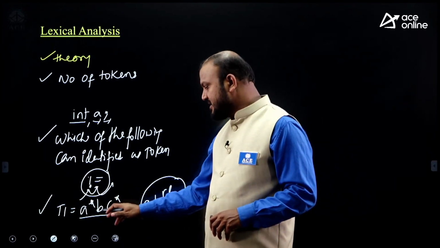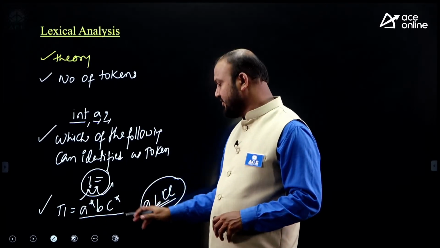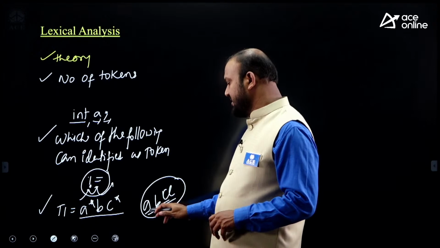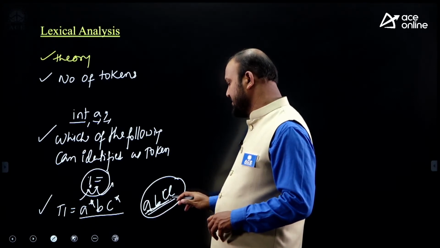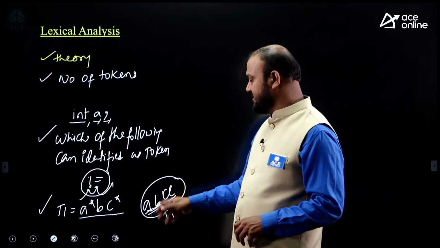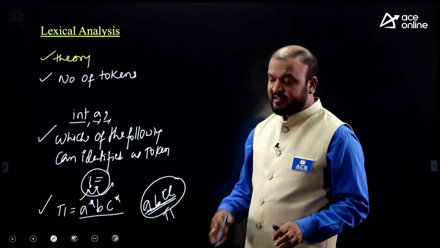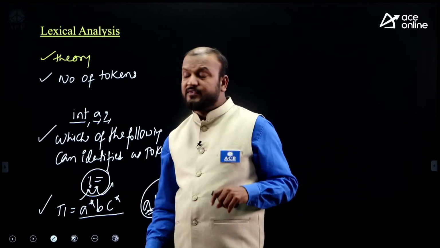Like, see, A star, B, C star means any number of A's followed by one B and then followed by any number of C's. One A and one B, then two C's. So this is matching with the token T1. So to recognize this string, token 1 is possible, right? That kind of question was asked the first time.